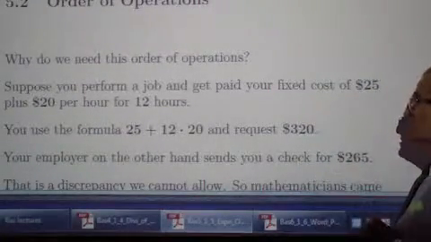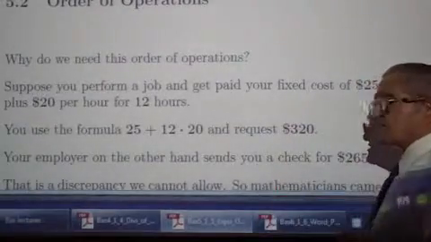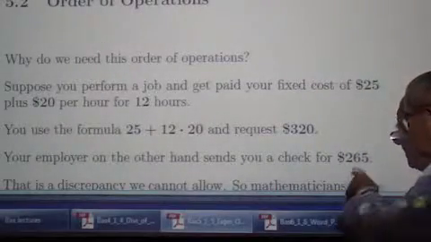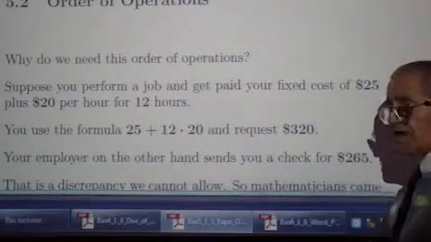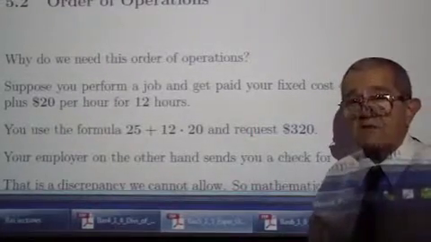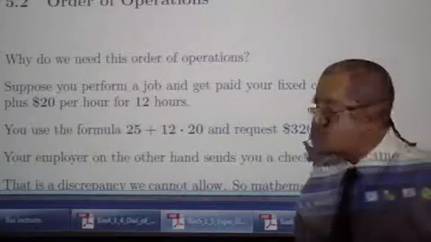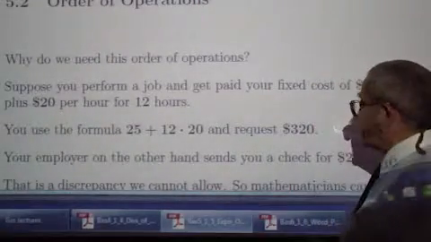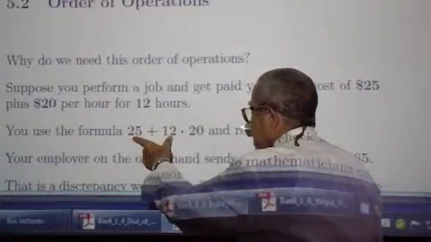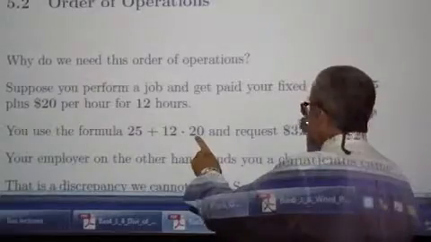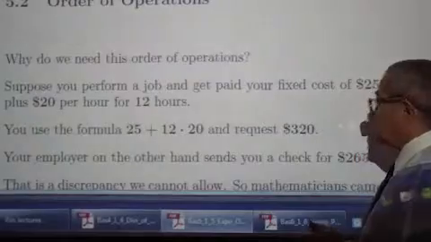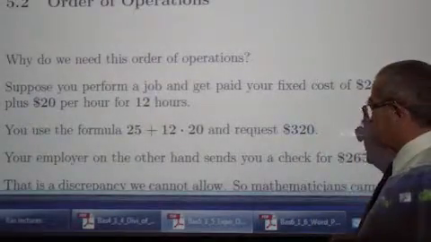So let's see what's happening. You are requesting $320 because somehow you figured this was $320. And your employer just sends you a check for $265. Can you go back to your employer screaming, hey, you owe me some money? Oh, that's an unfortunate situation. How did you get 320? I guess you added the 25 to the 12, that gave you 37, and 37 times 20 apparently is something like that.